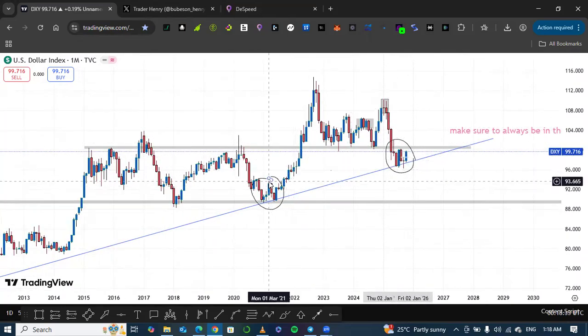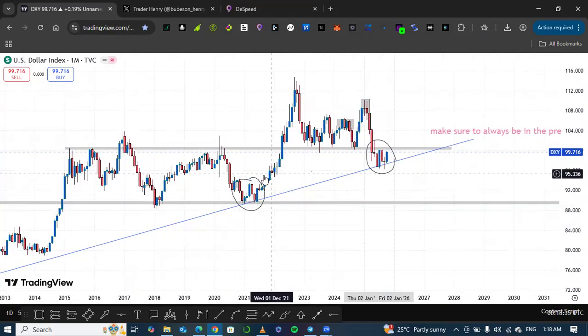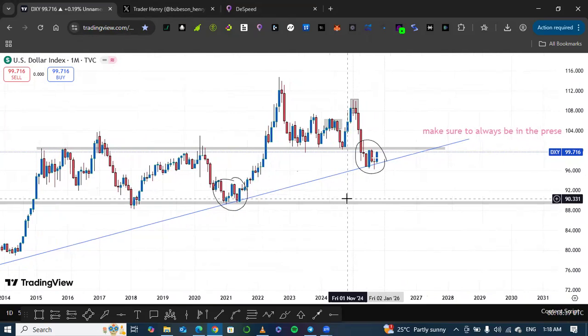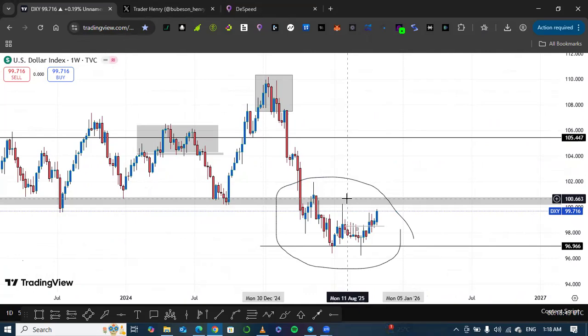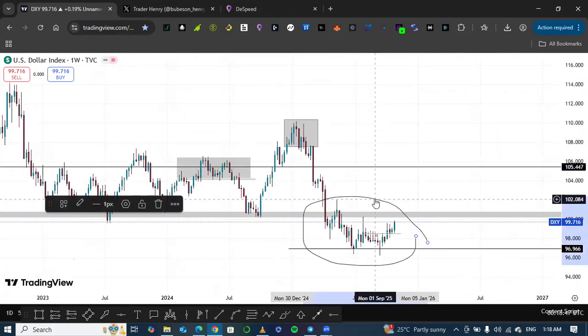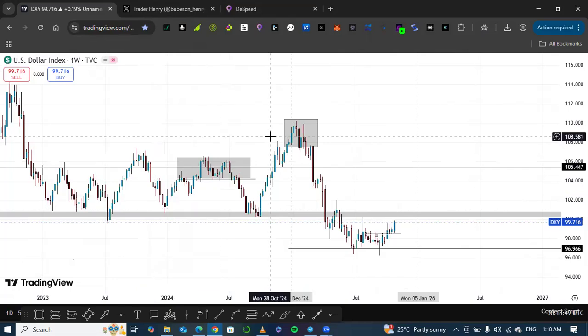As you can see, the pattern is the same. So that's what I'm seeing on the monthly time frame. Then going over to the weekly time frame, remember I use my monthly time frame for my overall trend, and I use my weekly time frame for my current trend. So now on the weekly time frame, what am I seeing? The same story. I'm seeing the same thing.